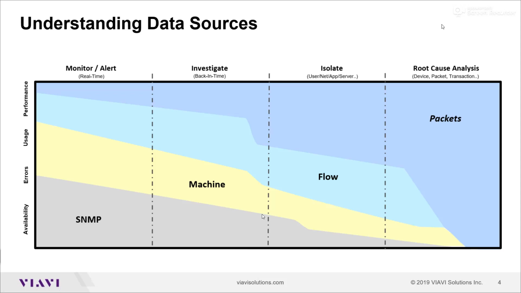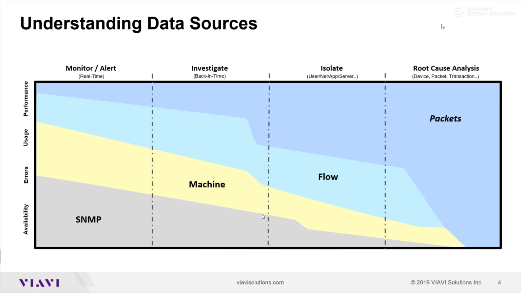And that kind of summarizes some of the key target use cases for each one of those technologies. SNMP is fantastic for availability. Machine data provides really good insights into errors. Usage information, the breadth of flow makes it perhaps the best way to acquire usage information across the board. And then packets are the gold standard, if you will, for performance-based insights.